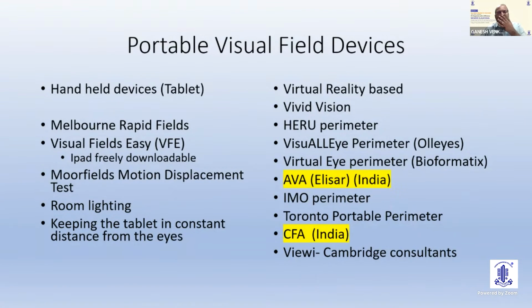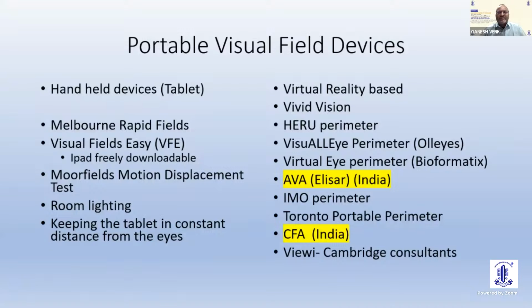And coming to the portable visual field devices, you have the handheld devices and the virtual reality based devices. The handheld devices usually work on the tablet principle. Some examples are the Melbourne Rapid Fields, Visual Fields Easy, which is actually the iPad test, which is freely downloadable, and you can start doing the test immediately. The Moorfields motion displacement test is also there. The disadvantage of these devices is that room lighting plays an important role when you do the test. And it's important for the patient to understand that the tablet has to be kept at a constant distance from the eye. Many elderly people are not able to hold the tablet for a prolonged period of time, and that can affect the testing parameters.